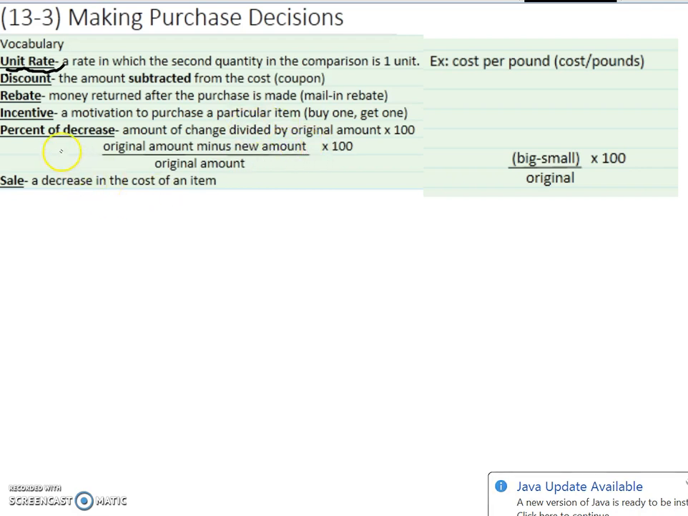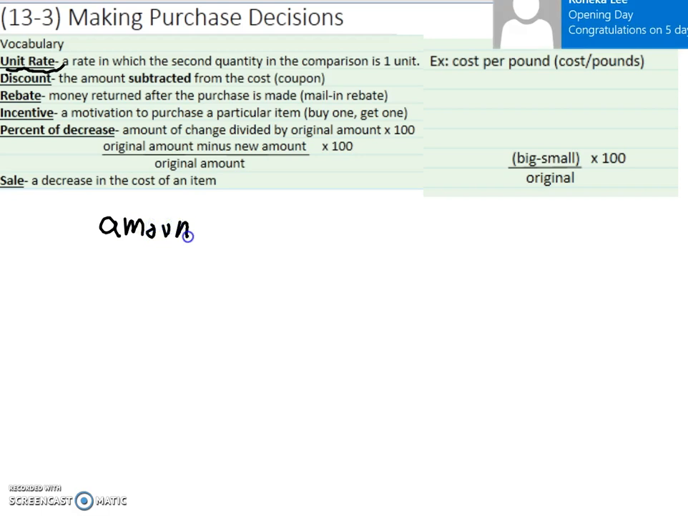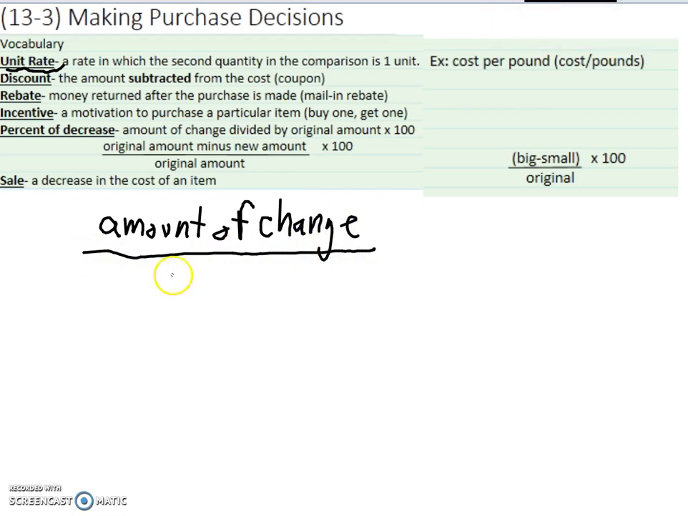Now, we've also talked about percent of decrease and percent of increase. If you remember, we wrote amount of change over the original equals the percent over 100. And that's what we're doing in some of these, finding the amount of change over the original equals percent over 100. All right, let's look at example 1.